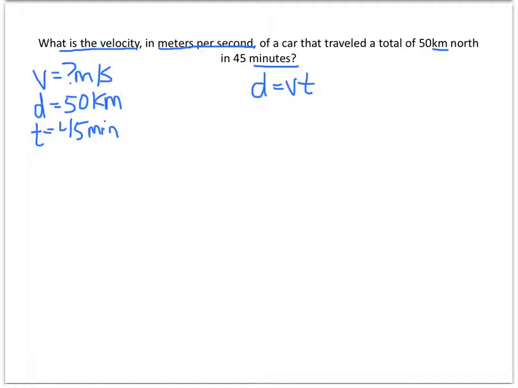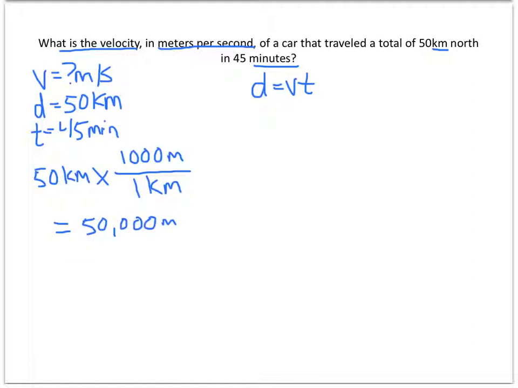Now, before I start doing this problem, I find it easier to convert my variables first and then use them in the problem. So, first thing I need to do is convert 50 kilometers to meters. So, if I multiply by 1,000 meters per 1 kilometer, I will get 50,000 meters. I'm going to use that for my displacement variable.